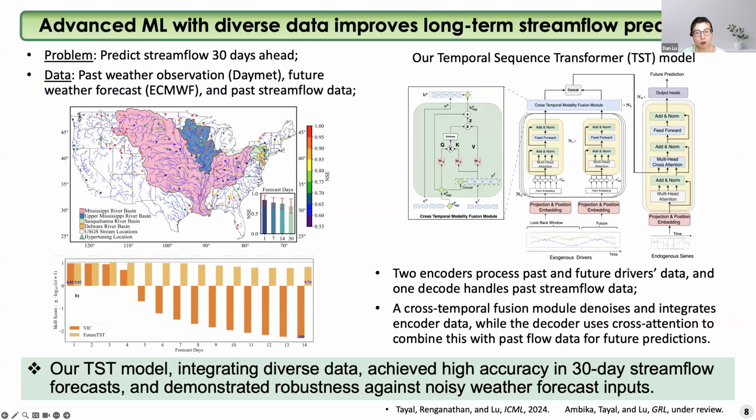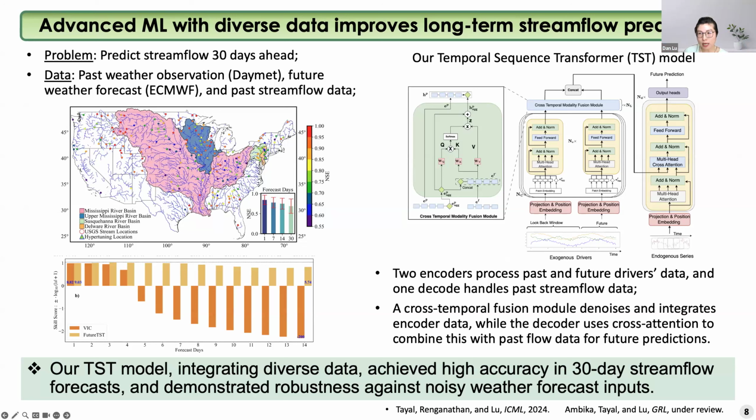As we know, accurate long-term streamflow forecasting is crucial for effective water resources management. However, predicting the streamflow over extended time horizons remains a major challenge. To address this, we developed a temporal sequence transformer, a machine learning model that integrates the past weather observations, future weather forecasts, and the historical streamflow data to improve the 1-month-ahead streamflow predictions.